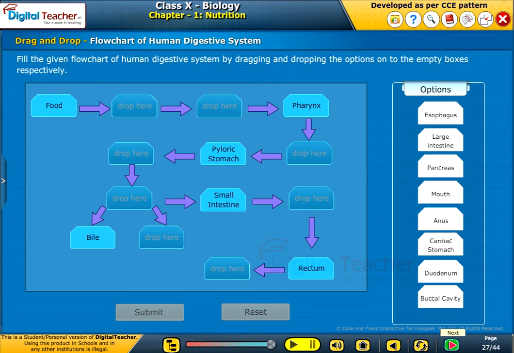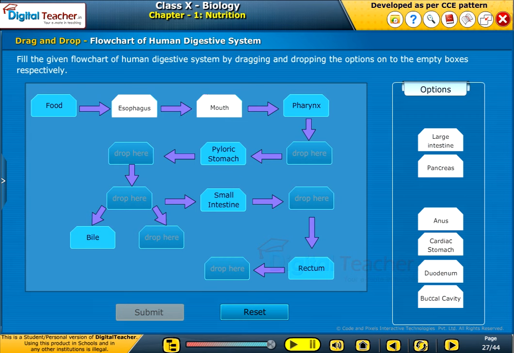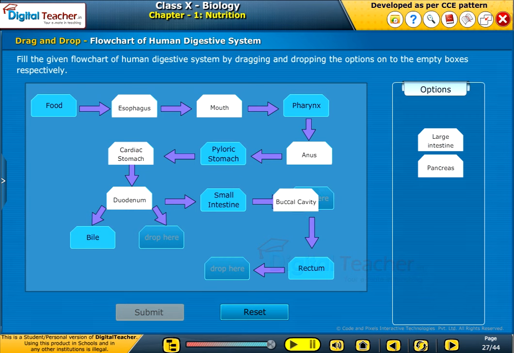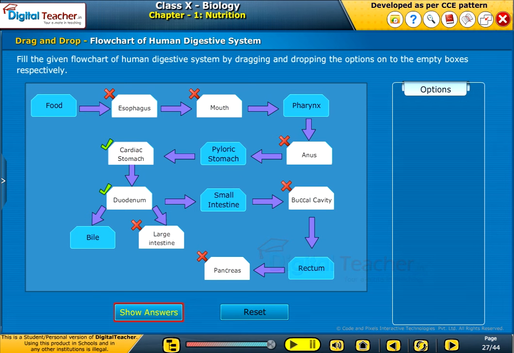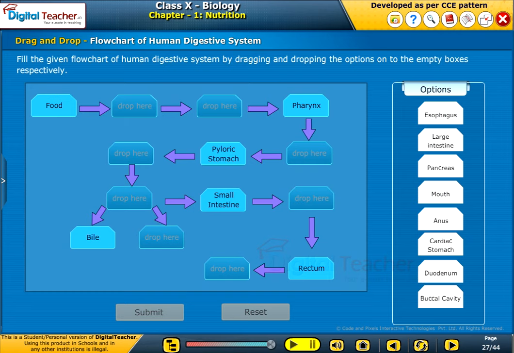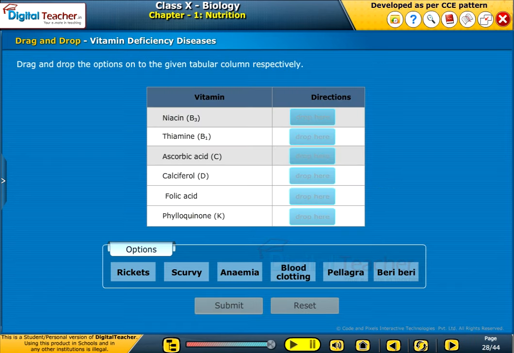Fill the given flowchart of the human digestive system by dragging and dropping the options onto the empty boxes respectively. Drag and drop the options onto the given tabular column respectively.